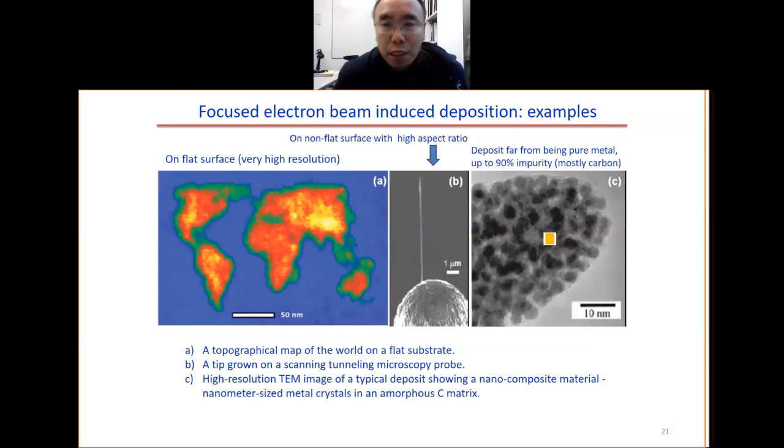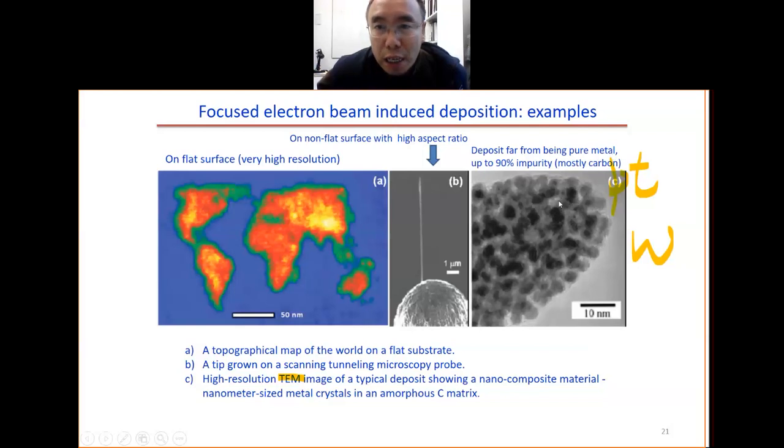The last example is the metal deposit. This is the TEM image of the metal deposit. As you can see, this material has lots of impurity, 90% carbon. This material may be platinum, or maybe tungsten, but it turned out to have lots of carbon. So in this image, do you think the dark area here is the metal or the carbon? Yeah, the dark area should be the metal.